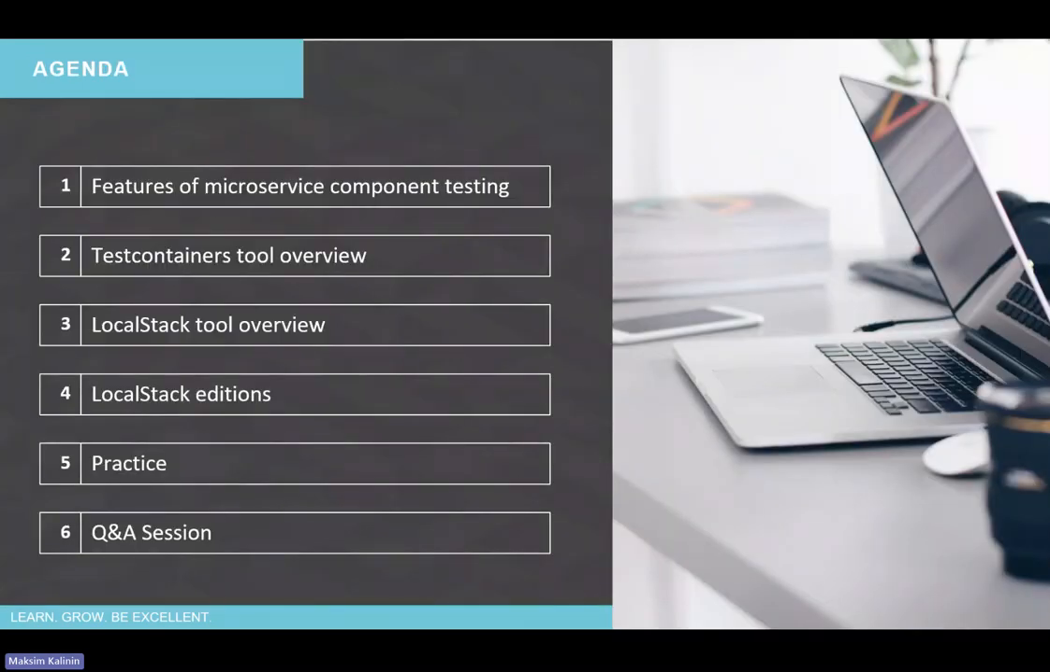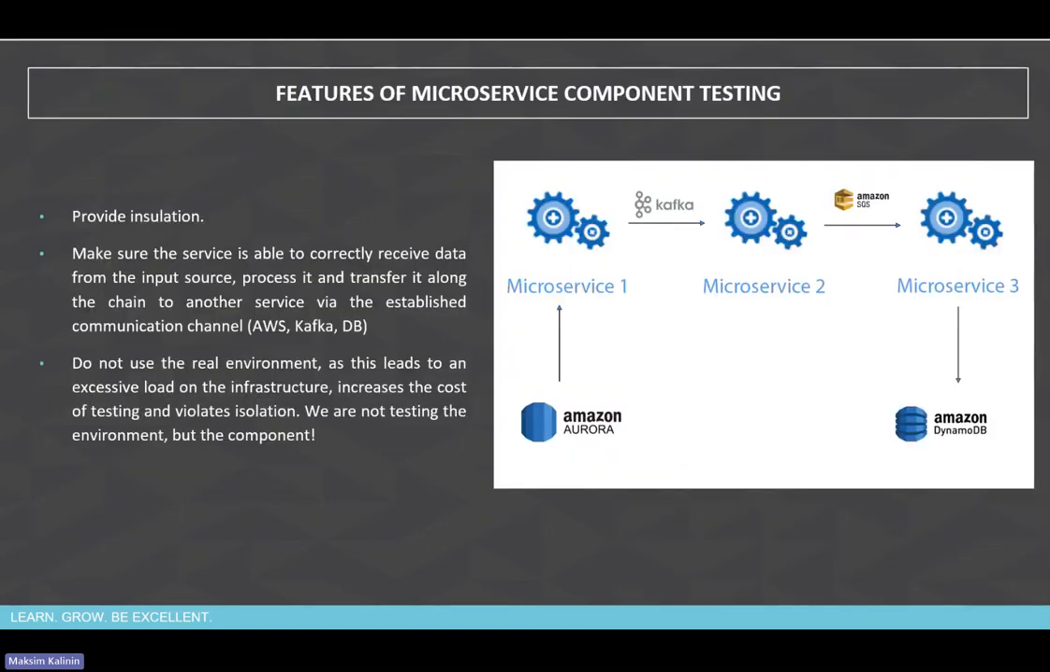We will briefly touch on the features of component testing of microservices, take a look at helpful tools like Testcontainers and LocalStack, and see in practice how to apply them to solve the problem of component testing of a microservice integrated with AWS. Let's specify some component test features.